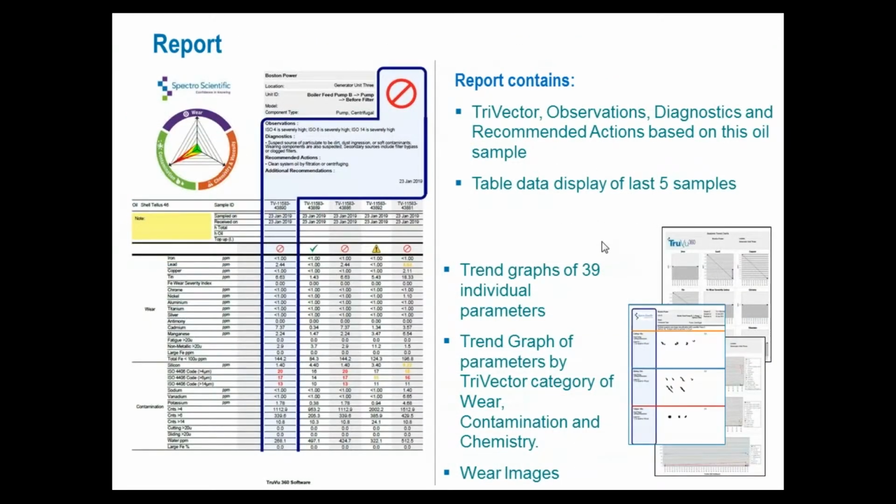Part of the output of the report, a lot of information. I'm not going to dive really deep into it, but the report contains a trivector representation of the machinery health, which is a color-coded red, yellow, green based upon the alarm levels you set for specific parameters completely under your control. There's automated observations, which are tied to those alarm limits being triggered. Then, based upon the alarm limit, the parameter, and the component type, there's a unique set of diagnostics and recommended actions for that particular component type.